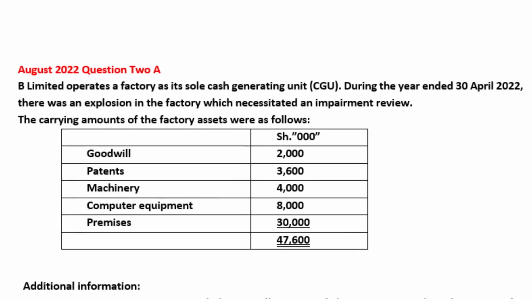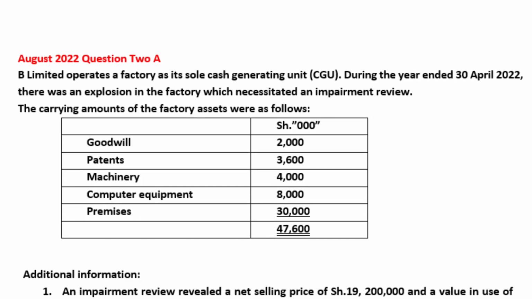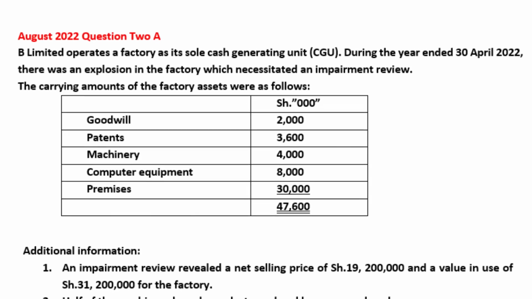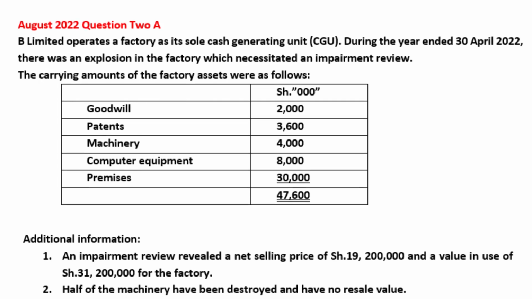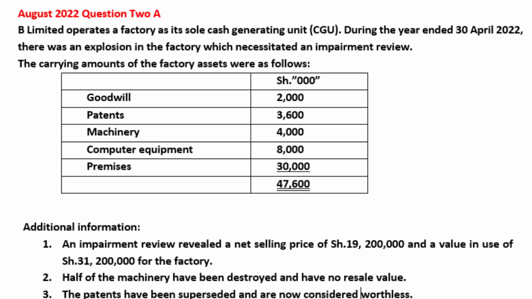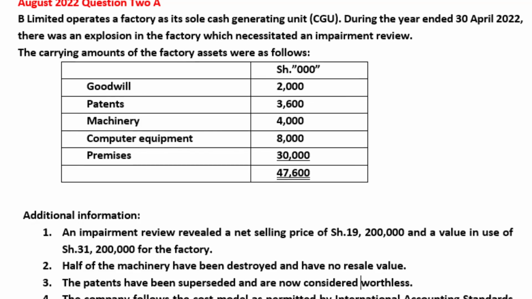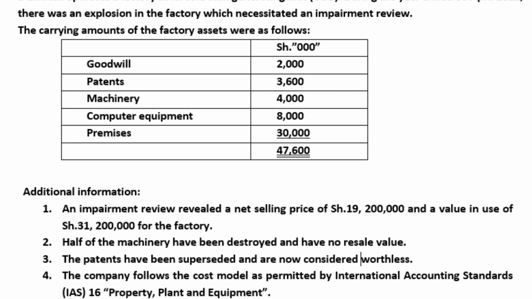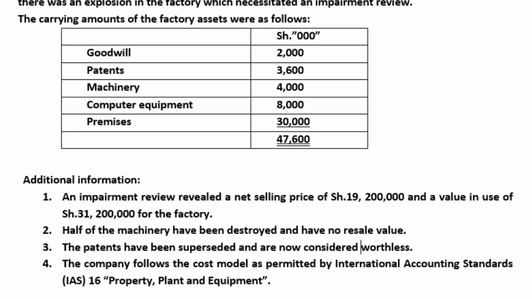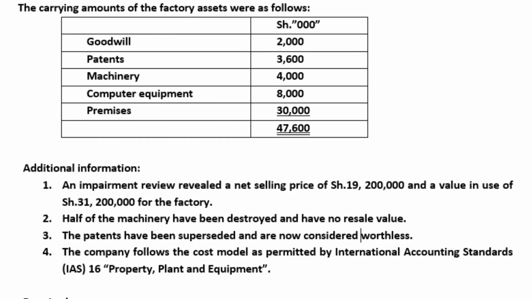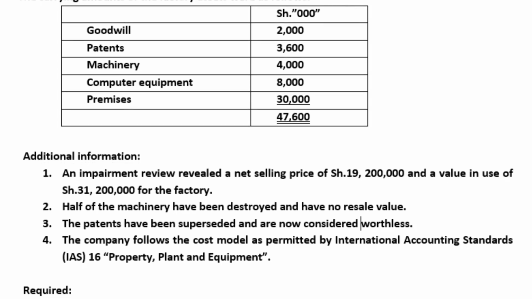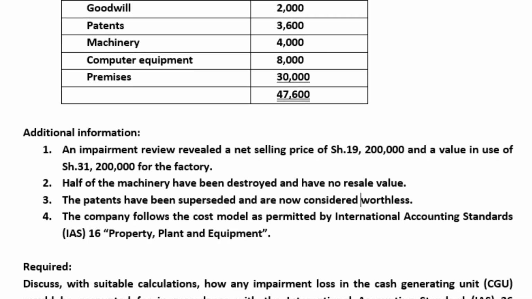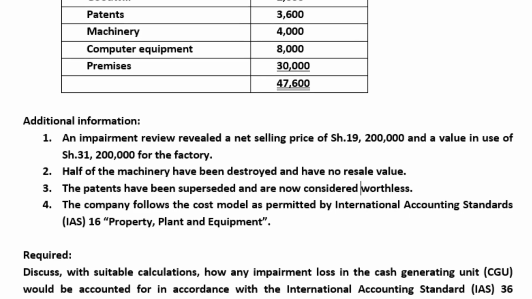Then we have some additional information. Number one, an impairment review revealed a net selling price of 19.2 million and a value in use of 31.2 million for the factory. Two, half of the machine has been destroyed and has no resale value. Number three, the patent has been superseded and is now considered valueless. And number four, the company follows the cost model as permitted by International Accounting Standard number 16, which deals with PPE.